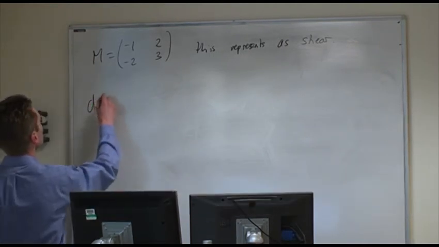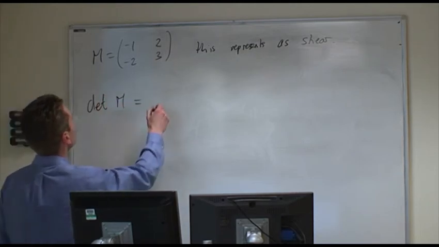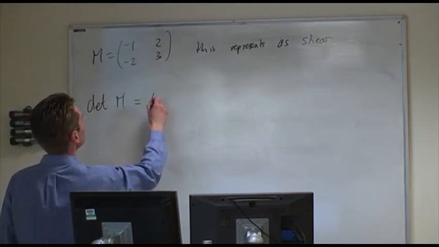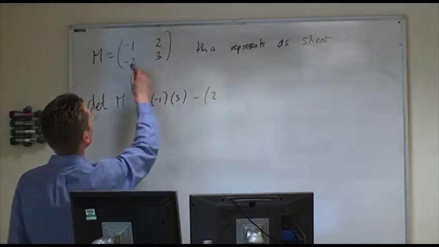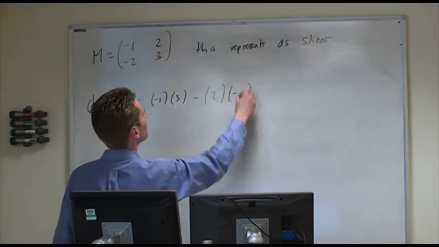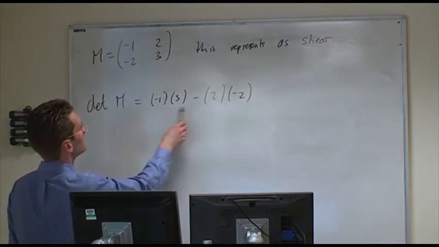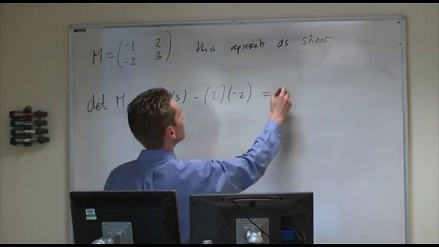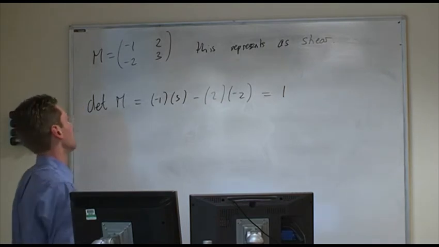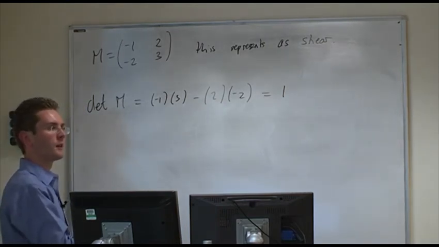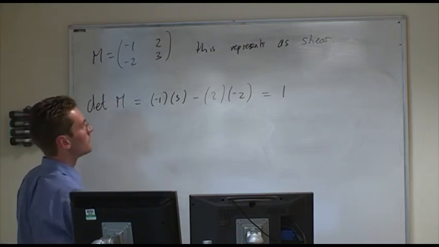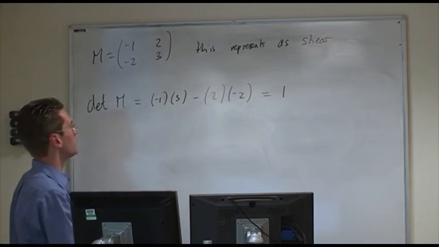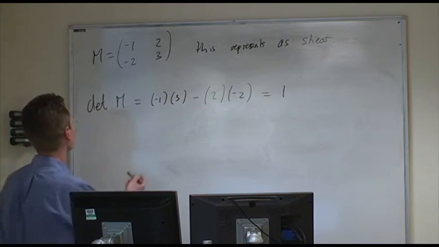Well, that's just a calculation. Det M is −1 times 3 minus 2 times −2. Well, that's −3 plus 4, so that's equal to 1. Now, if we remember, the determinant tells us how area changes. So if the determinant of M is 1, geometrically that's telling me that M doesn't change area.